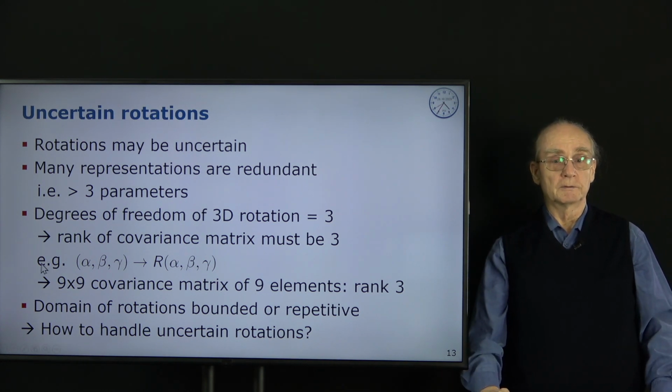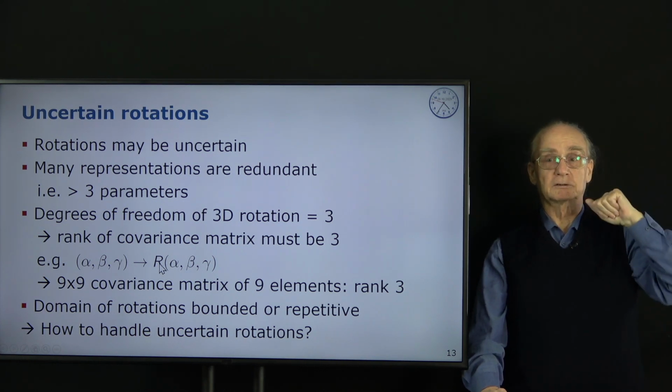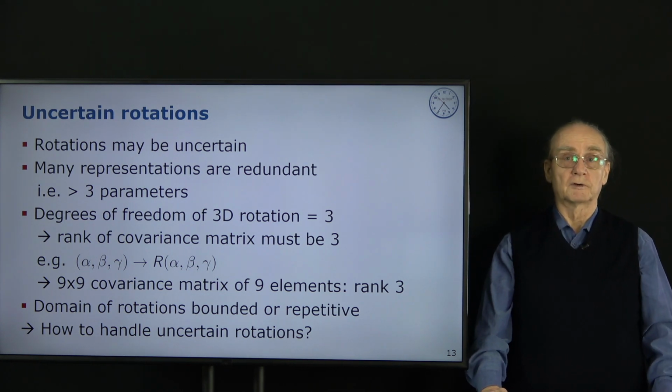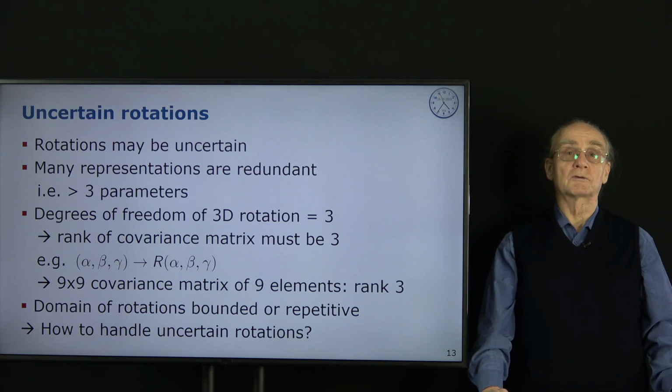Now the Jacobian of these 3 Euler angles with respect to the 9 elements of R is a 9 by 3 matrix. So it has rank 3, which we have to multiply with the covariance matrix of the 3 angles, and the transpose of this Jacobian. So the result will be a 9 by 9 matrix which has rank 3.